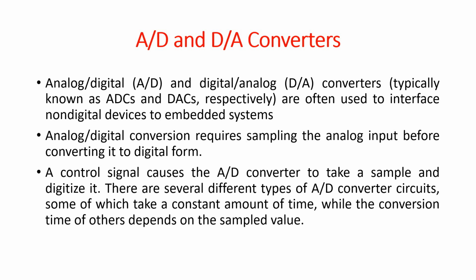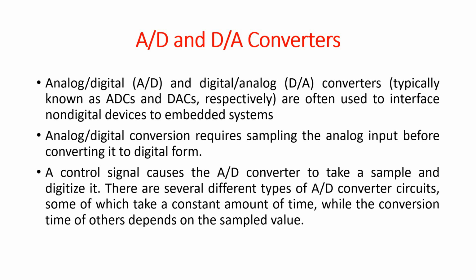The next one is A2D and D2A converters. Analog to digital and digital to analog converters are used to interface non-digital devices to embedded systems. The A2D conversion requires sampling the analog input before converting to digital form. A control signal causes the A2D converter to take a sample in digital state.